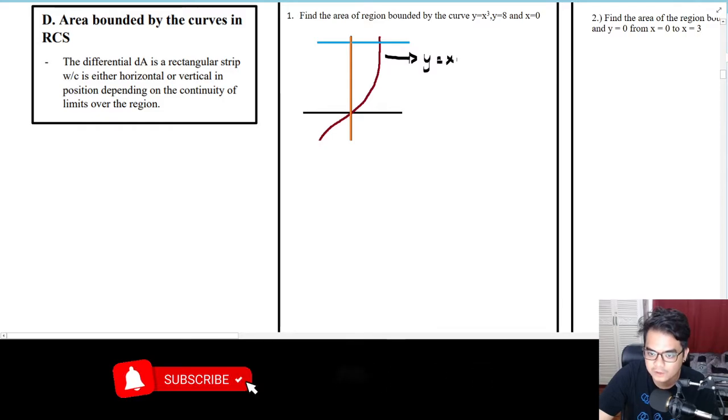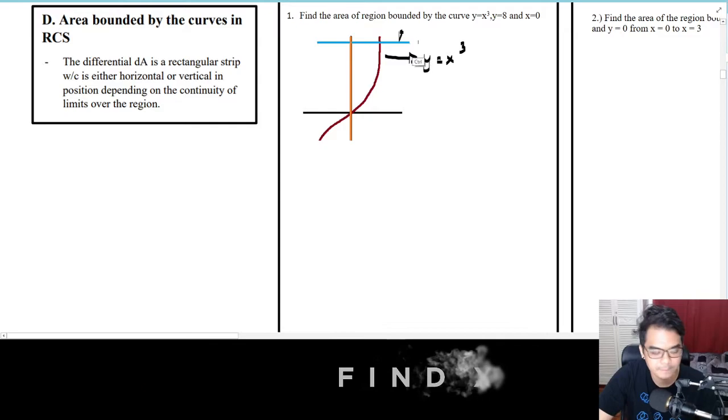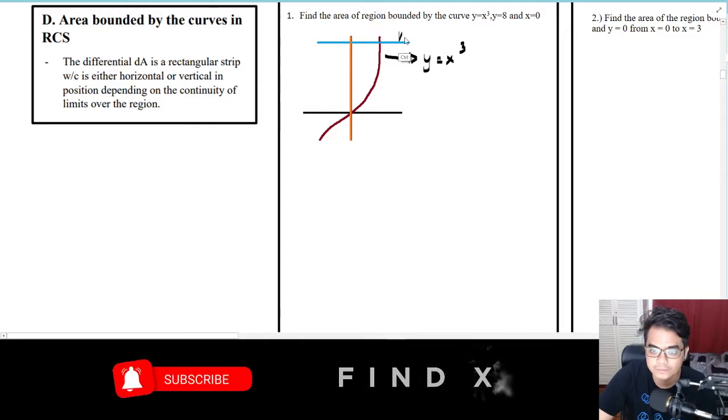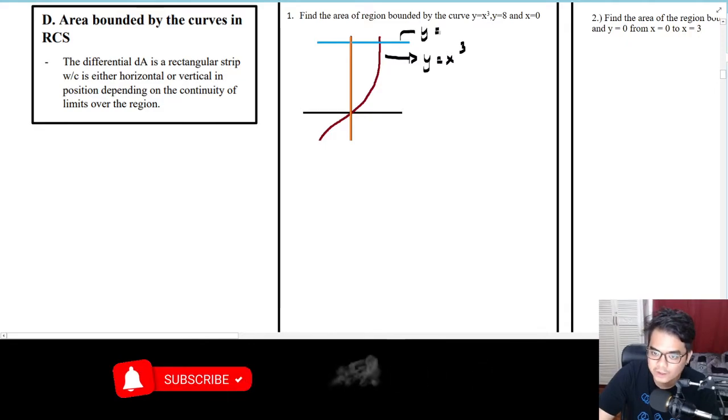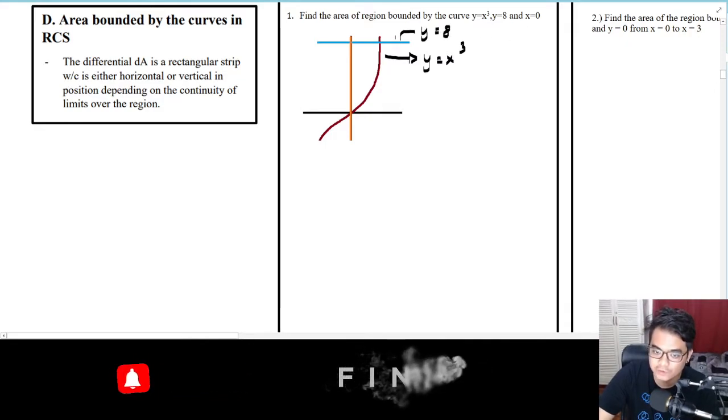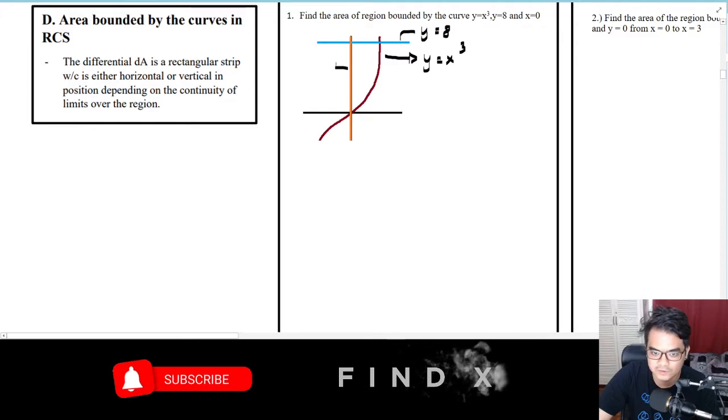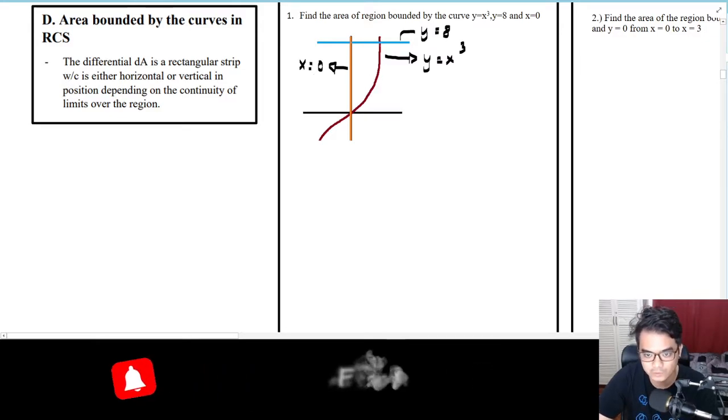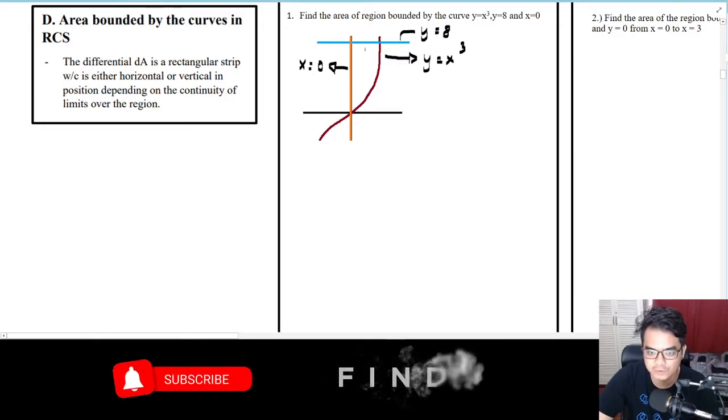y equal to x cubed, and then the blue one, of course, will represent the line y equal to 8, and x equal to 0 will be just the y-axis. So the intersection of those three graphs will be the region that we will be looking at, hence this one. Okay, so this region.